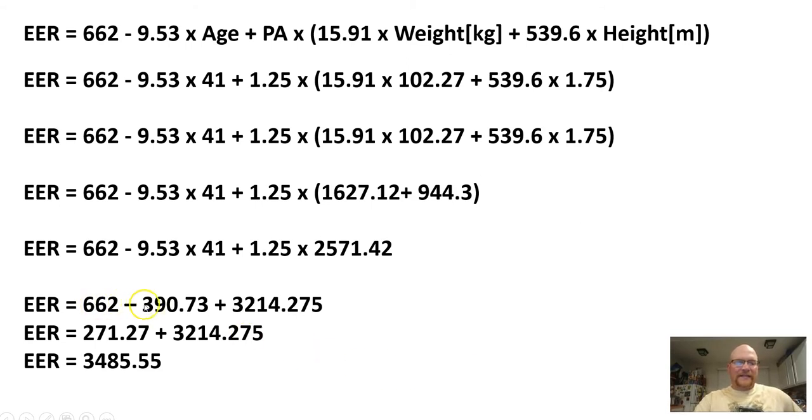So we took 662 minus 390.73 gives us 271.27 plus 3214.275. Add that together, 3,485.55. You need to have your labels. I know if you've had math recently, or maybe you remember back when you took math, your math teacher saying you have to have labels on everything. Well, your estimated energy requirement, what do we measure energy in? It is kcals. So make sure you have your label on your answer.